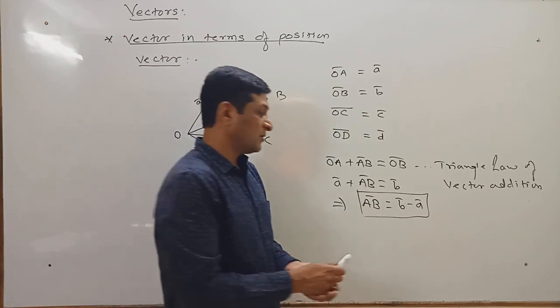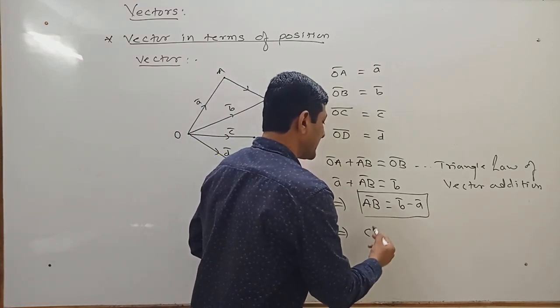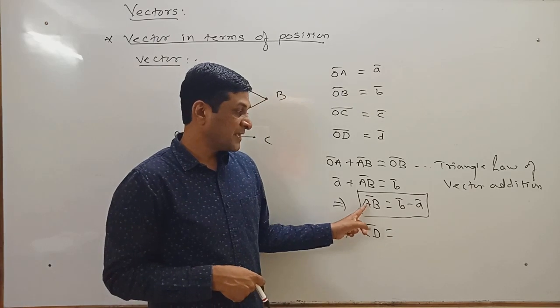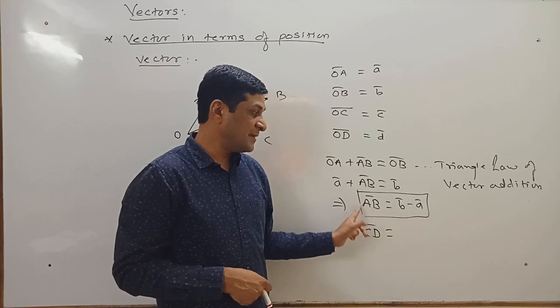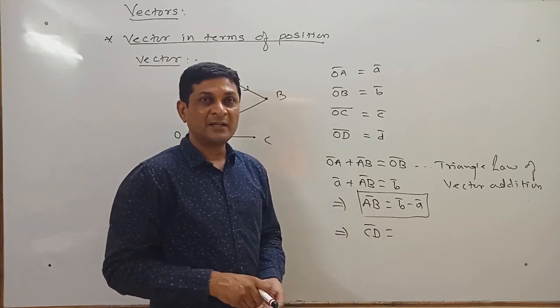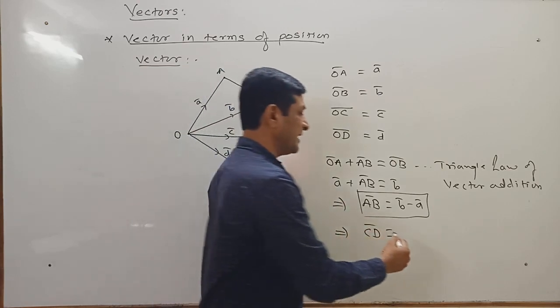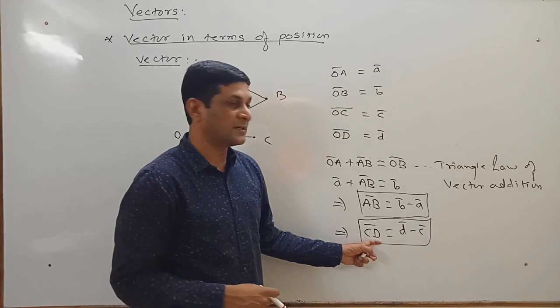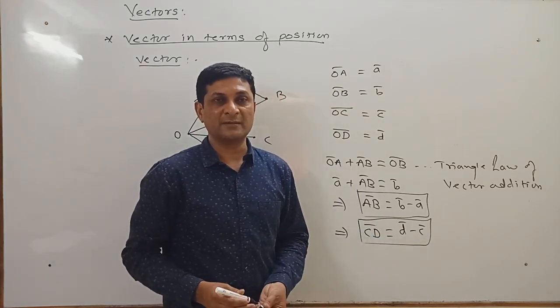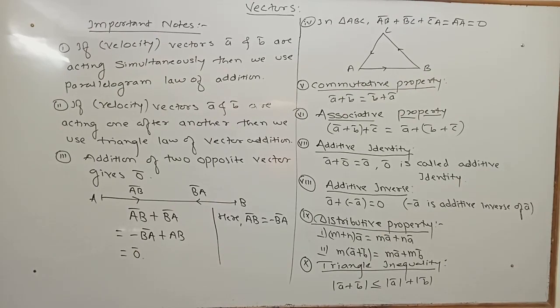In the same way, what are your ideas? CD bar can be expressed as, see, observe this result. What is the value of AB bar in terms of position vector? AB bar is B bar minus A bar. Then CD bar will be what? Definitely D bar minus C bar. In this way, we are able to express a vector in terms of what? Position vector. So these are some important notes, some important results which we have to use while solving the examples. So please note down all these important results.